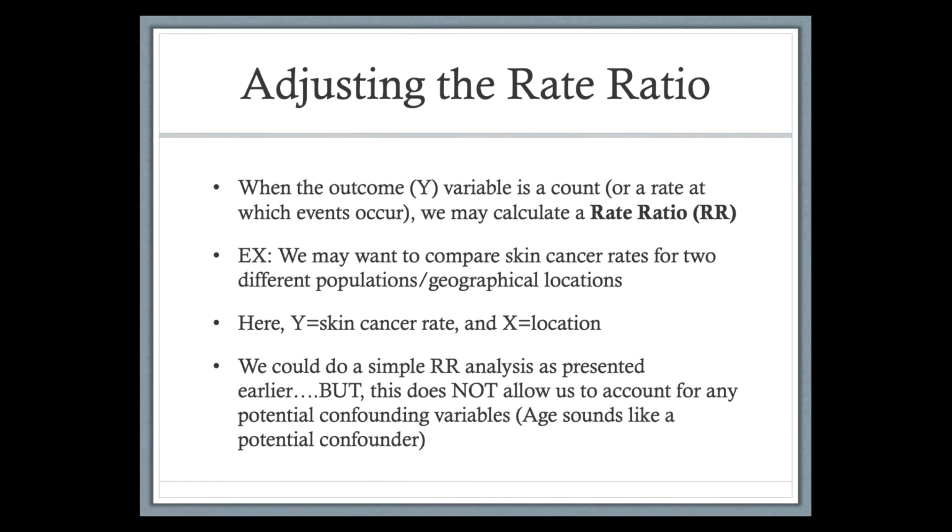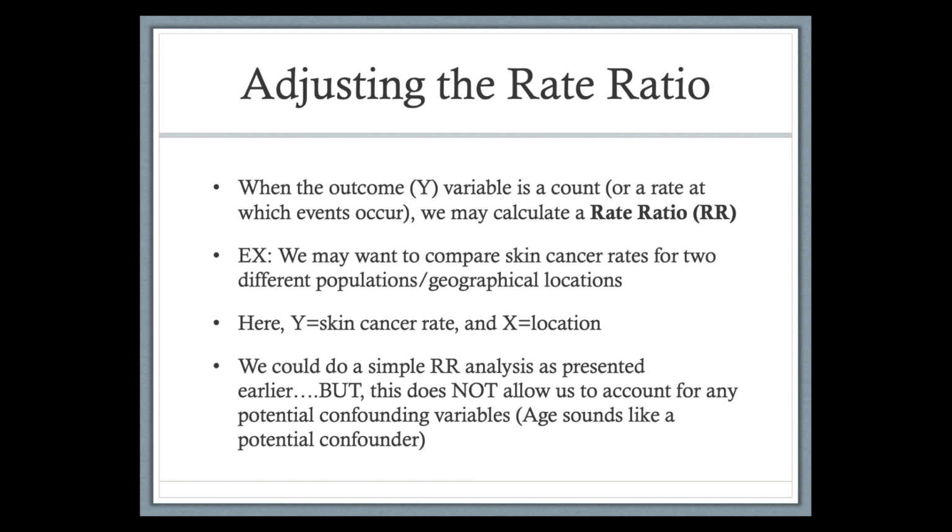The first thing I want to talk about is rate ratios and needing to adjust those. If our outcome or y variable is a count or a rate at which events occur, we're often going to calculate a rate ratio. We might be looking at birth rates, death rates, or the rate at which people contract a disease. The example I'll mention is skin cancer rate and how it changes by geographical location. We could do the simple 2x2 table analysis presented earlier, but as we noted, this doesn't allow us to account for potential confounding variables or effect modifiers.